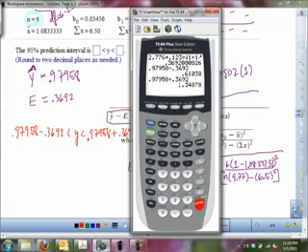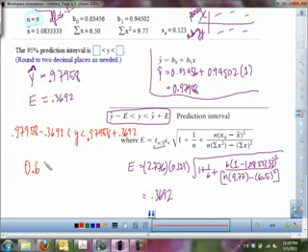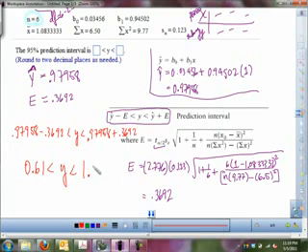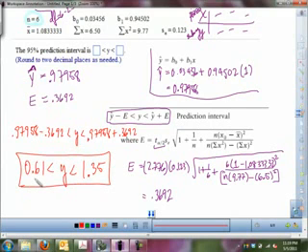So we have the two decimal places, 0.61 to 1.35. So your prediction interval would be 0.61 is less than y, which is less than 1.35. Okay, so that is how you can find the prediction interval given the statistics already worked out for you without the original data set.